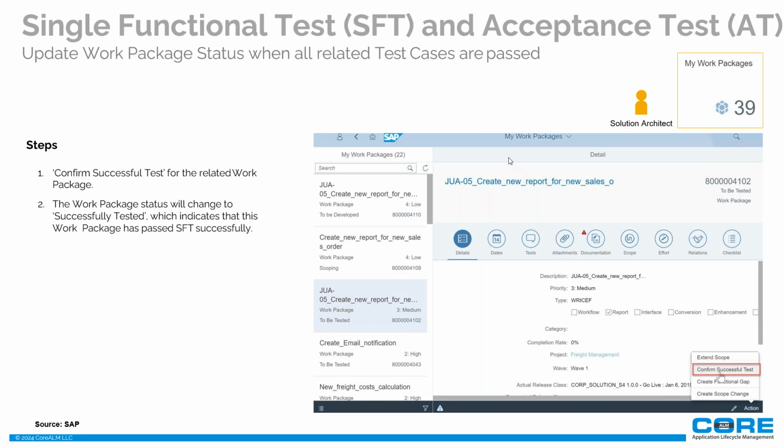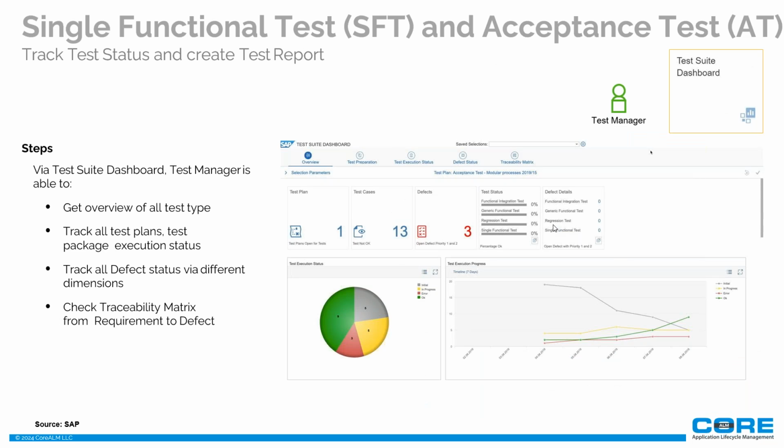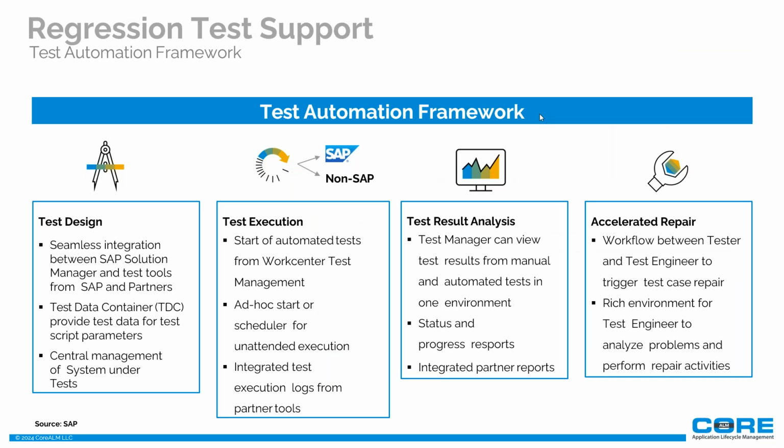Then, after the testing is successful and we finish all the testing, we go and mark close all the defects. We mark the testing, the work package, successfully confirmed. That means all the testing is passed. In the test suite dashboard reporting, you will see the dashboard report how many test cases we have and what status they are in.